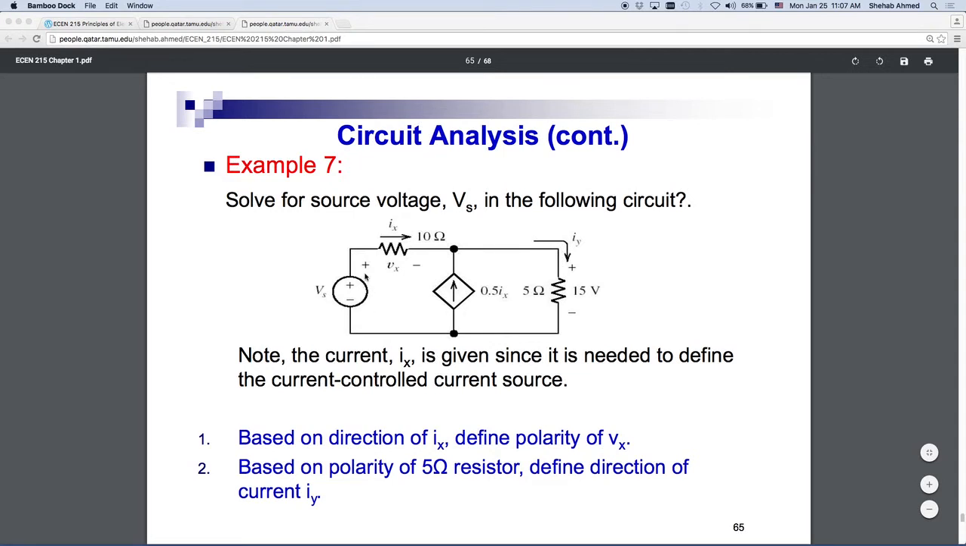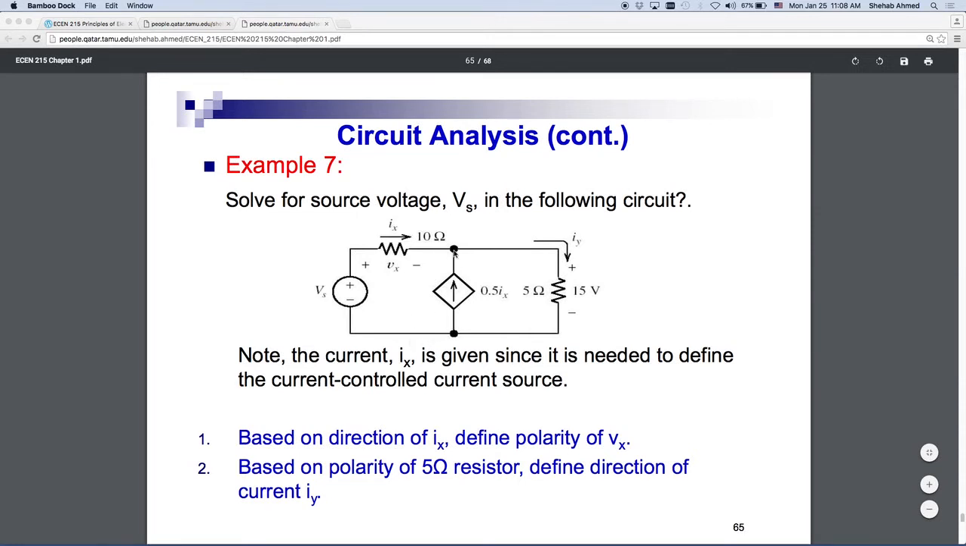Again, the current source is in parallel with this resistor. So the voltage polarity for any parallel element is the same. Any parallel elements have the same voltage magnitude and polarity across them. Otherwise, they cannot be in parallel. If two elements that are in parallel have a different voltage across them, one is trying to push current into the other. If there's any voltage difference, current will flow. So two parallel elements have equal voltage across them. Okay?